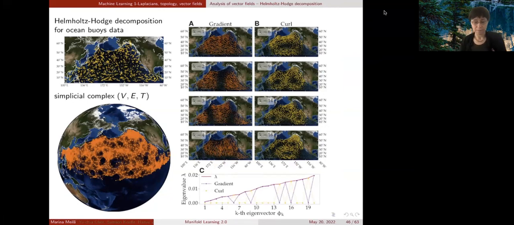And notice that even though this is a vector field on the manifold, what we use from this data are just the points. So this is the geometric characterization of the manifold itself and not of the flow that we observe. I'll show the flow and results with the flow later. So this is just an illustration that we can actually perform the Helmholtz decomposition on real data.